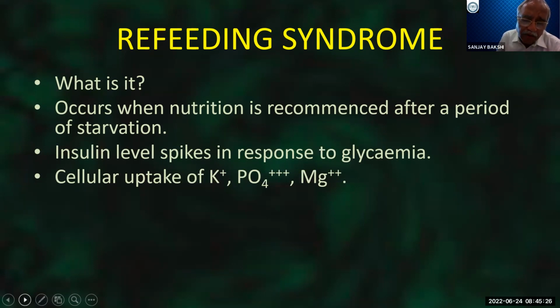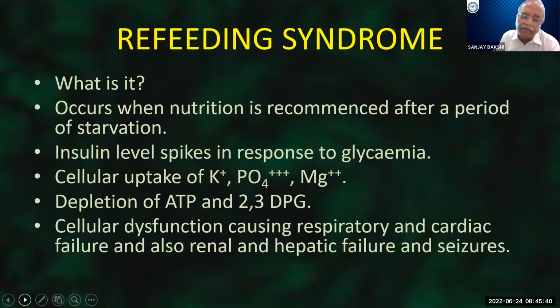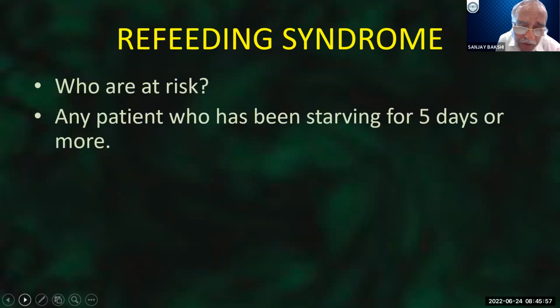There are two important moieties which drive cellular action, and these are ATP and 2,3-DPG. They both need phosphate. If you don't have phosphates, you have a problem, and then you land up with cellular dysfunction, respiratory and cardiac failure, and also renal and hepatic failure, seizures. So that's a very, very major problem, Malavika. Sometimes people die. You start them feeding without realizing. So who are at risk? Any patient who has starved for longer than 5 days, you must keep in mind that they might develop a refeeding syndrome.